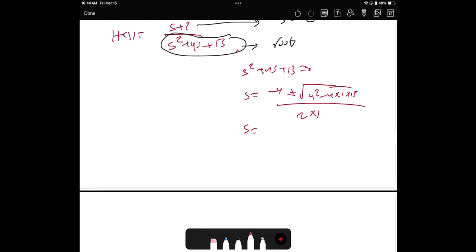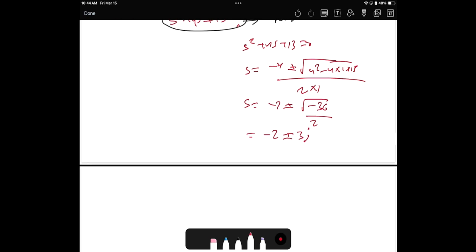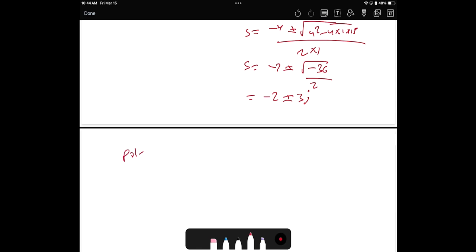Then s will be negative 2 plus or minus the square root of 16 minus 52, which is negative 36, divided by 2. So it will be negative 2 plus or minus j3. It's going to be complex numbers. As a result, we can say poles when s equals negative 2 plus 3j and negative 2 minus 3j, and zeros when s equals negative 2.